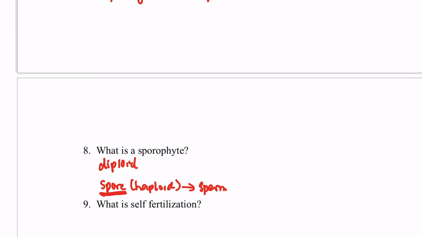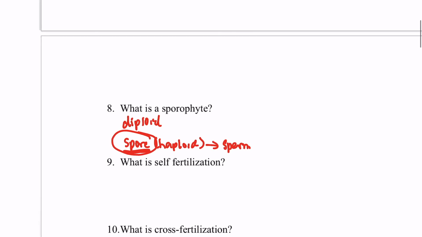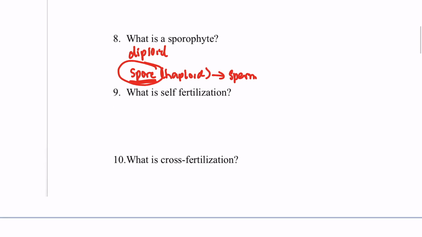And it's going to produce sperm, or in this case, spores. Okay. So for number 9, this is kind of an important concept. What is self-fertilization? So self-fertilization is whenever, this is for plants, mind you, we can't self-fertilize.